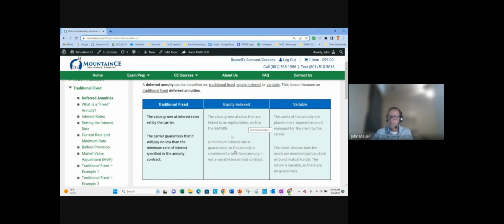So when the stock market goes up a lot, like let's say the S&P 500 goes up 20% in a particular year, that's a pretty good year for the stock market. If you have money in an equity indexed annuity, are you going to get a 20% return? No. There's going to be a cap. There's going to be a limit on how much you get, right? And so that's the trade-off.